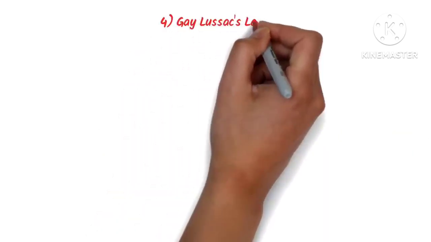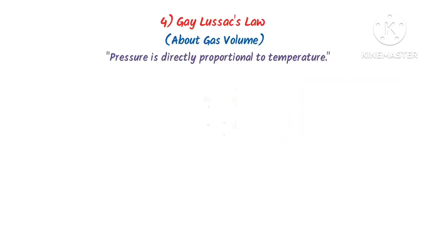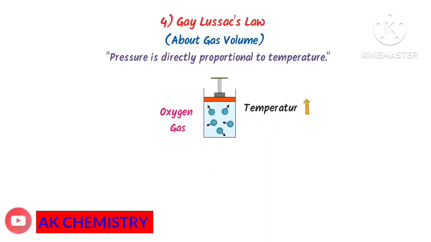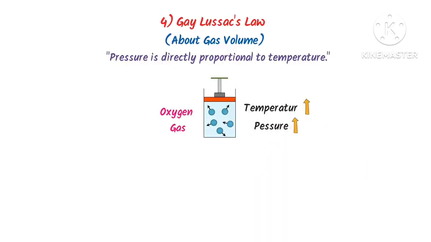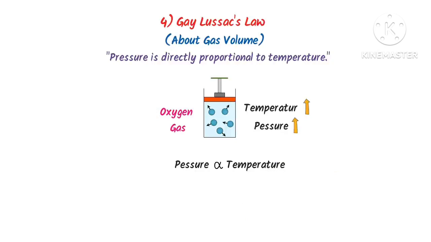The fourth law is Gay-Lussac's Law. Remember that it is based on volume of gases. It states that pressure is directly proportional to temperature. For example, consider oxygen gas in this cylinder. If we increase the temperature of the gas, the rate of collision of oxygen molecules on the wall of the container is increased. As a result of this, pressure is increased. So we say that pressure is directly proportional to temperature.